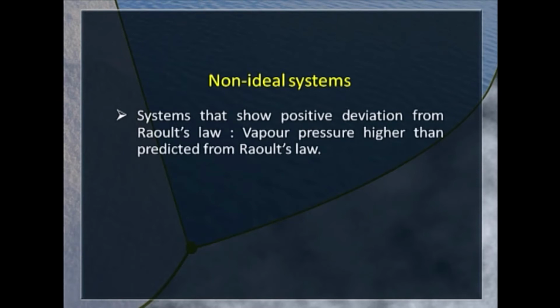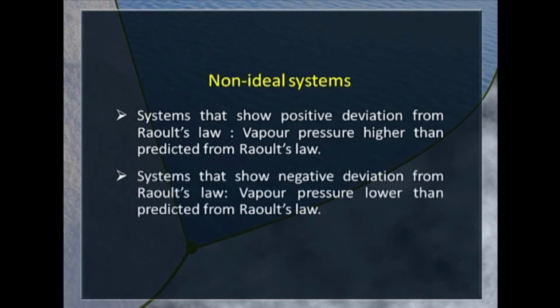Non-ideal systems. As I told you, this is the system which doesn't obey Raoult's law. There are two types. There can be positive deviation from Raoult's law, where the vapor pressure will be higher than predicted from Raoult's law. And we can also have systems showing negative deviation from Raoult's law, where vapor pressure will be lower than predicted from Raoult's law.